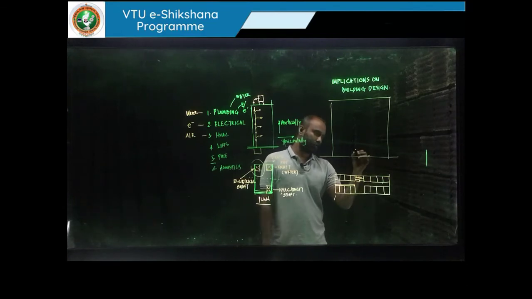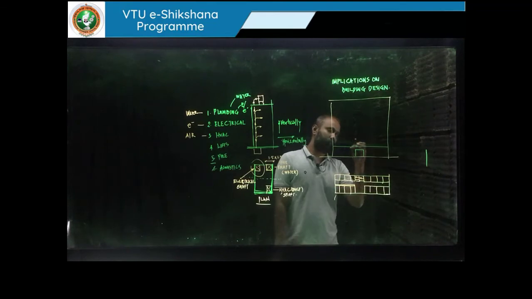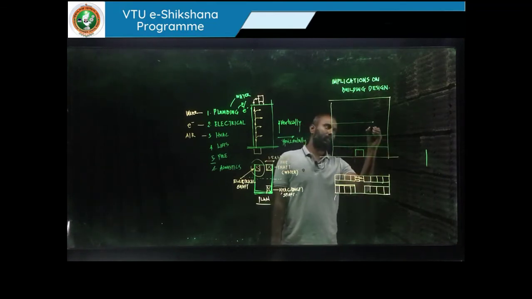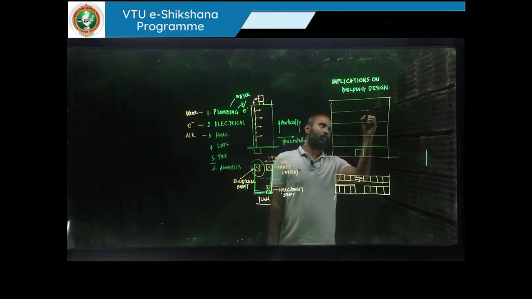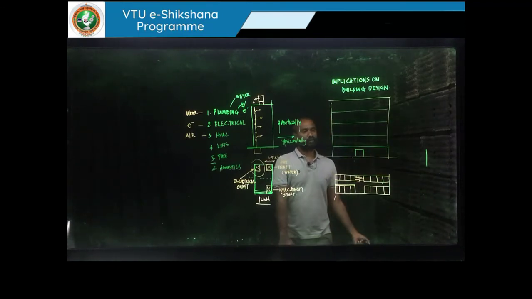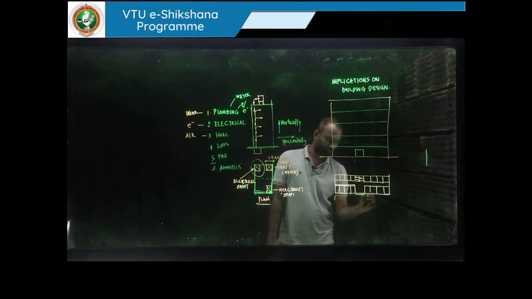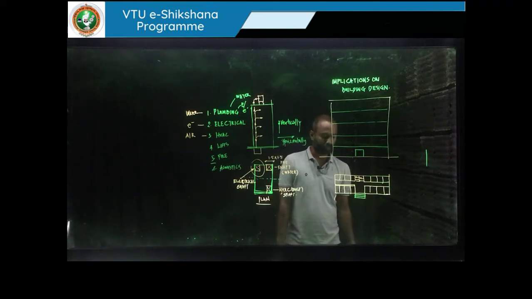Right, so we have this entrance in the center and floor number 1, floor number 2, 3, 4, 5. Okay, let's say it's G plus 1, 2, 3, 4, 5, a G plus 5 structure. This is the entrance.